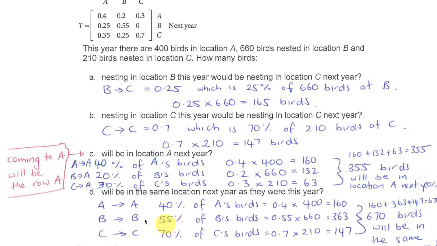D is asking us how many birds will be in the same location the next year. So we're looking at this leading diagonal across, from A to A, from B to B, and C to C. So 40%, 55%, and 70%, that's just coming through here. So we want to get 40% of 400, 55% of 660, and 70% of 210. And you can see it comes up with these figures here. In total, there's 670 birds that will continue to nest in the same location they did the previous year.